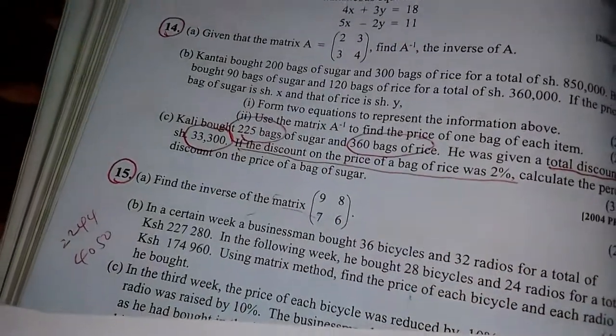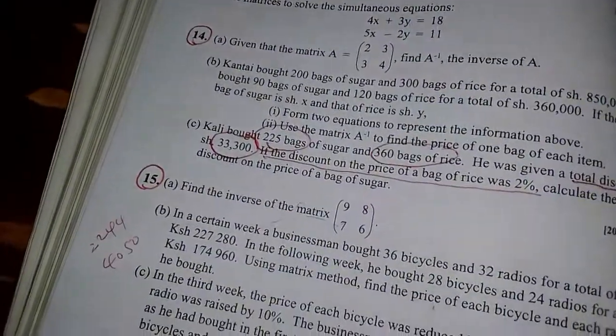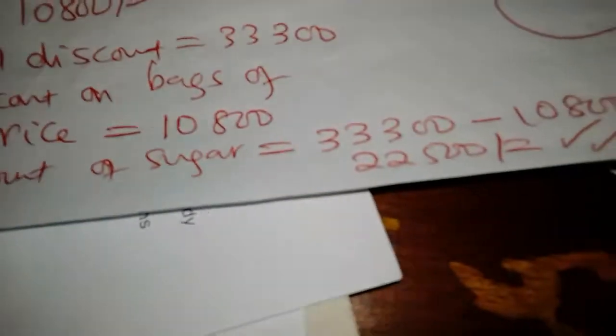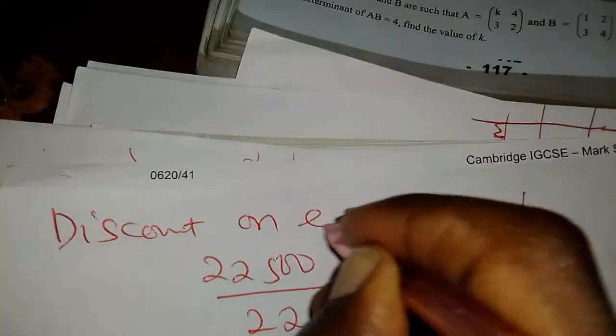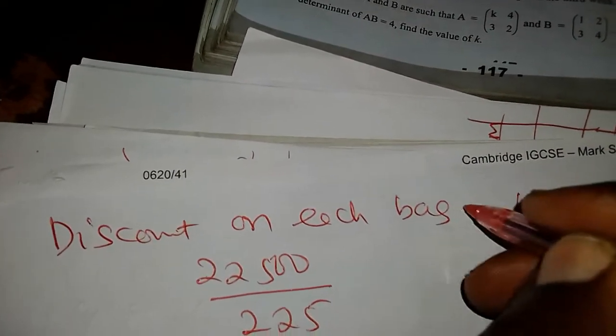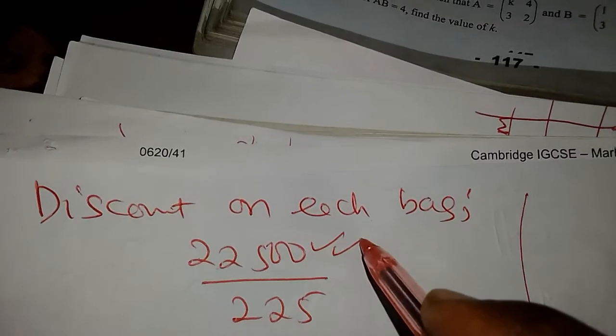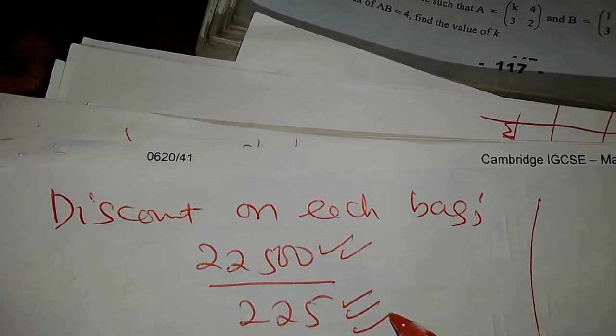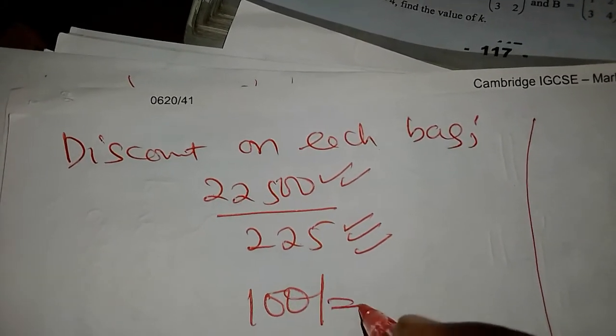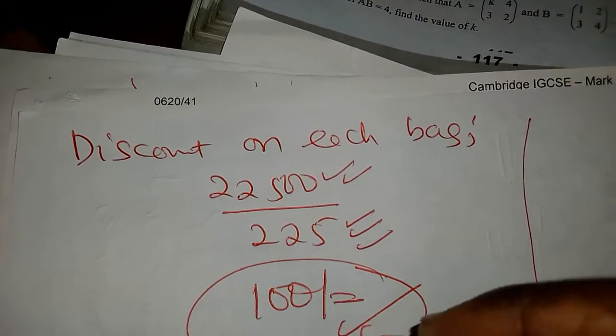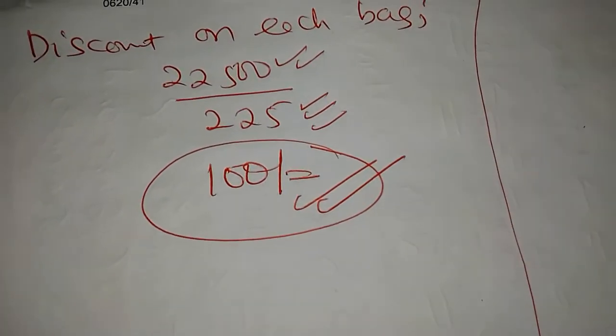So that means we shall say total discount 22,500 divided by the number of bags 225. So we can say discount on each bag of sugar is the total discount given divided by the number of bags bought as far as sugar is concerned. So that means each discount was 100 Kenyan shillings. So each bag of sugar would get a discount of 100 Kenyan shillings.